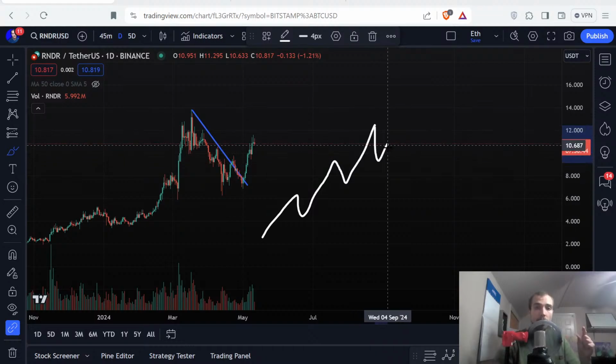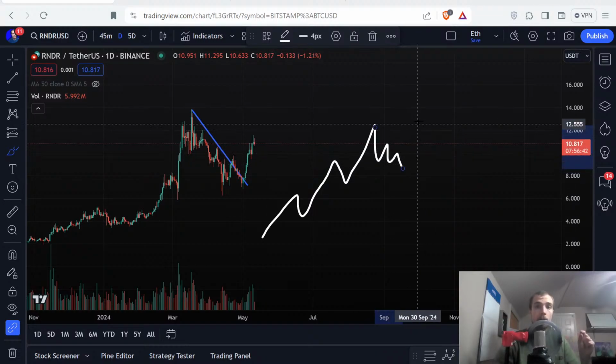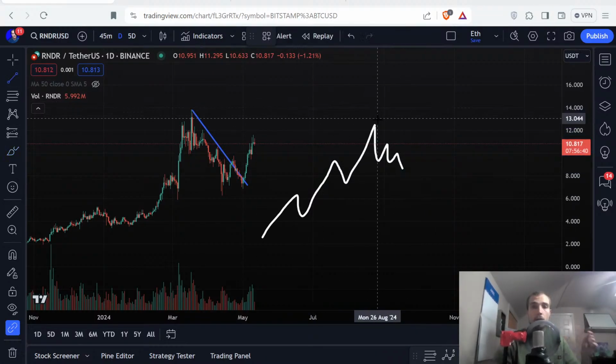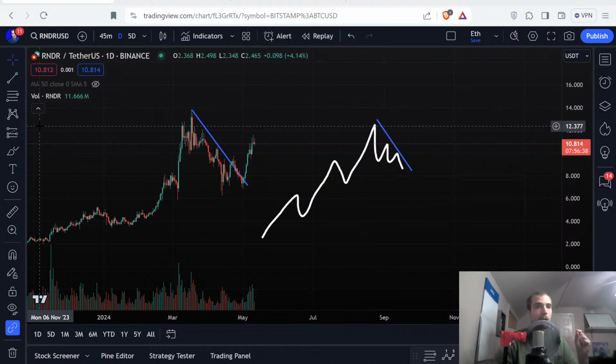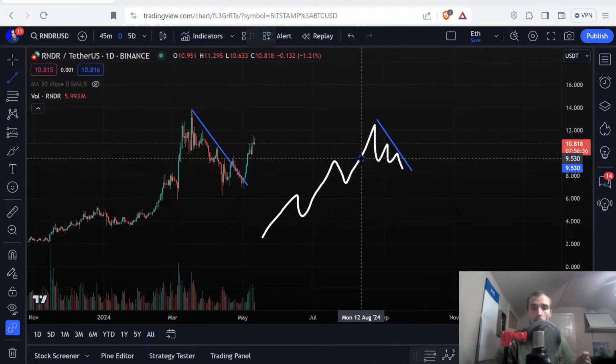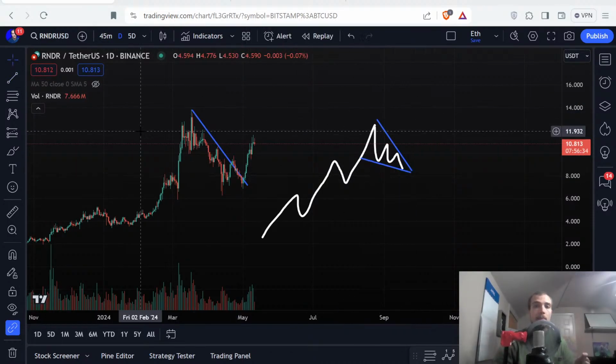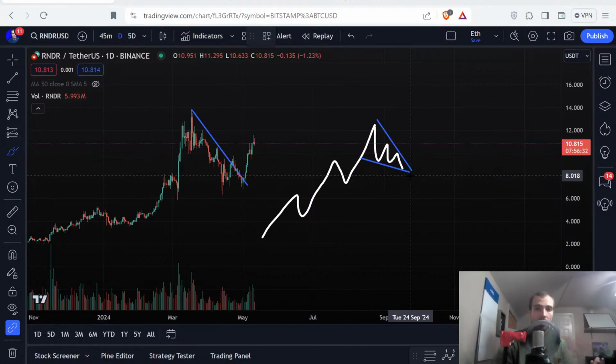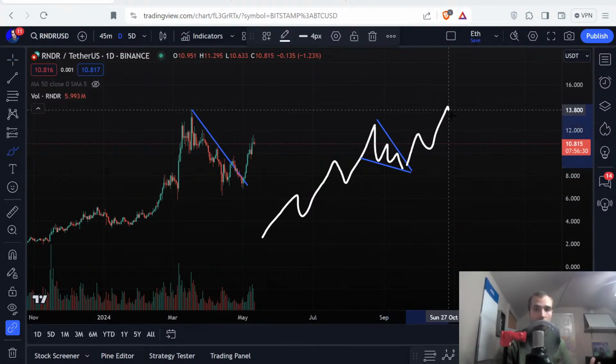Sometimes you get a wedge, like what Bitcoin is doing right now. You get a wedge type structure like that, and then you break bullish out of that wedge, and you see continuation as a result of that breakout.